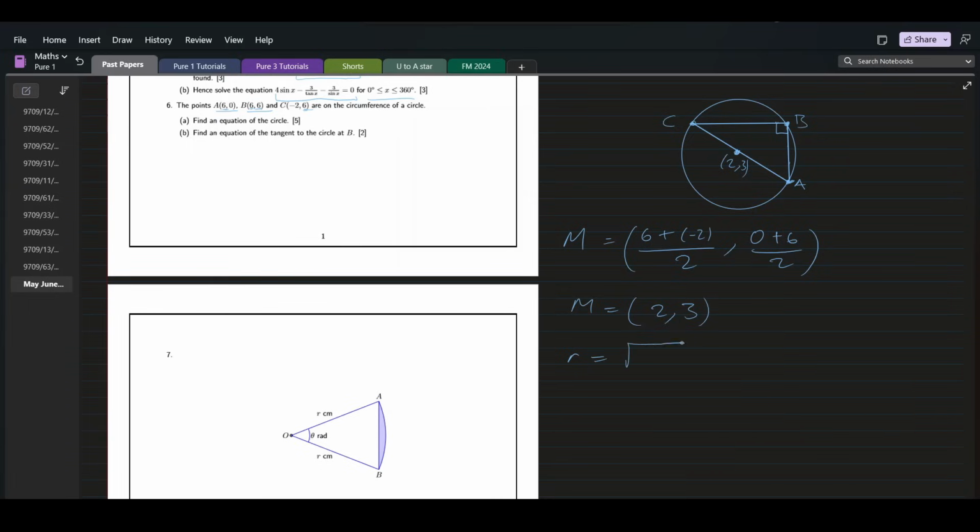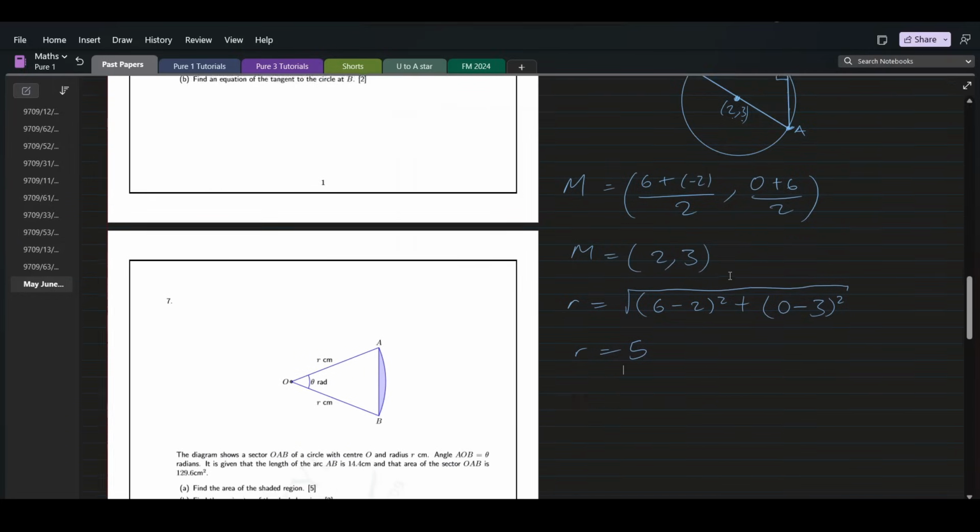So if we calculate that length, we can say that the x coordinate of A is 6 minus the x coordinate at the center, which is 2, and this is squared, plus the y coordinate of A, which is 0, minus the y coordinate of the center, which is 3 squared. And so R is equal to, let's punch this into the calculator, the square root of (6 minus 2) squared plus (0 minus 3) squared, and that gives us R is equal to 5.